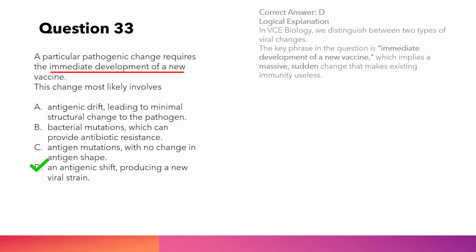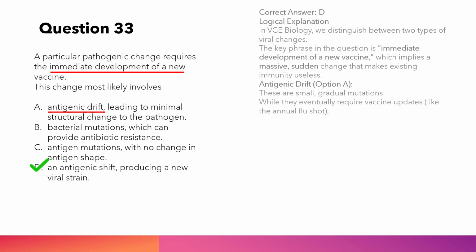makes existing immunity useless. Antigenic drift, option A: these are small, gradual mutations. While they eventually require vaccine updates, like the annual flu shot, they don't usually require an immediate, emergency development of an entirely new vaccine platform for a naive population.